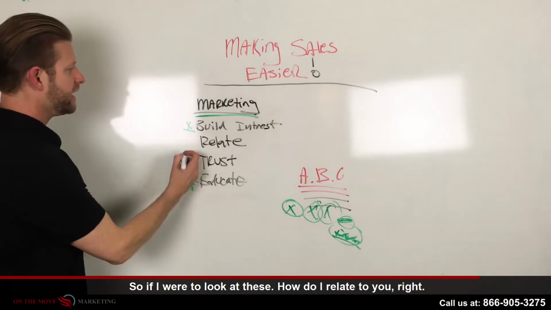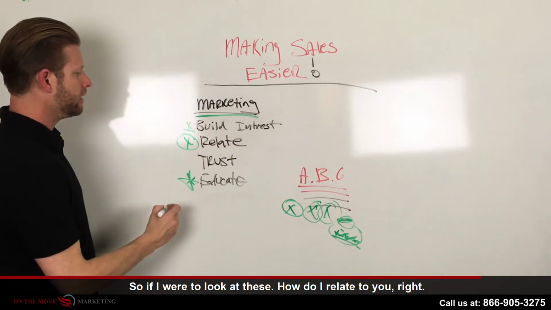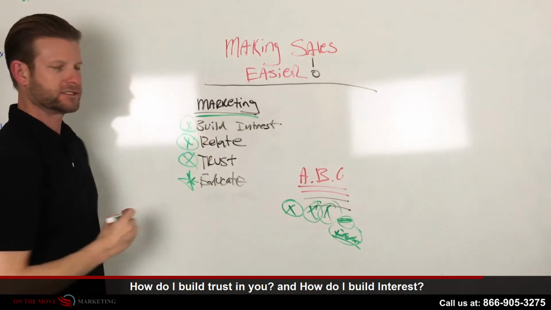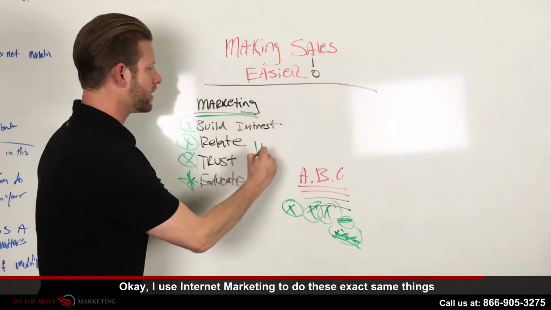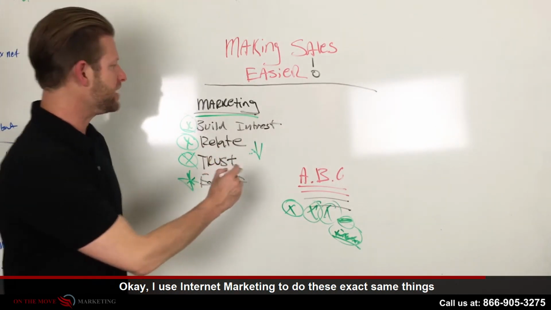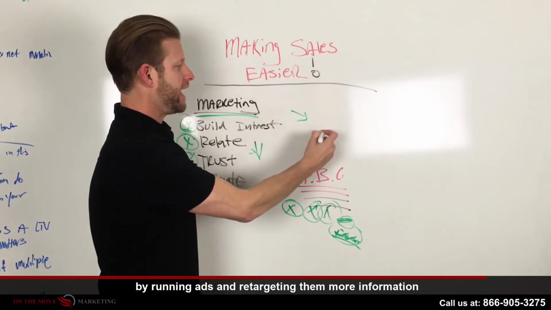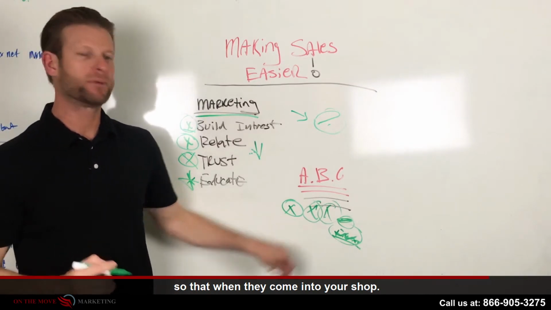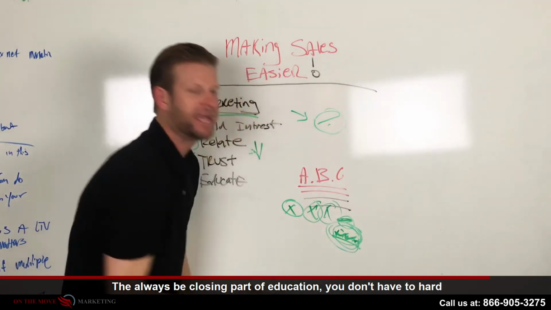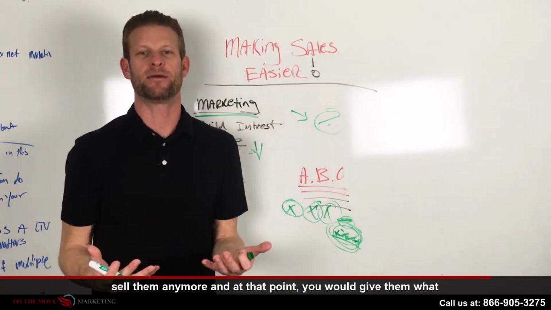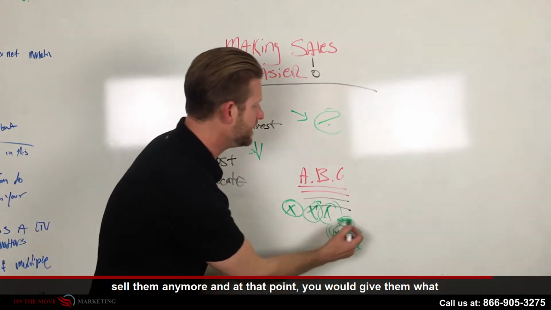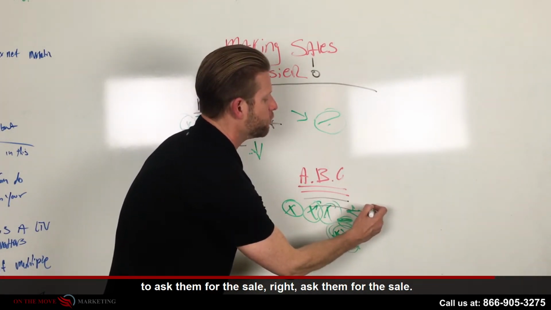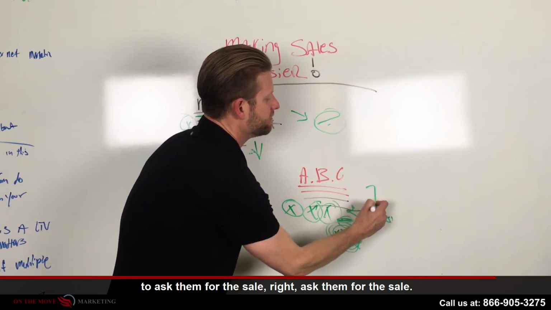So if I were to look at these, how do I relate to you, right? How do I build trust in you, and how do I build interest? I use internet marketing to do these exact same things by running ads and retargeting them with more information, so that when they come into your shop, the Always Be Closing part of education, you don't have to hard sell them anymore. And at that point, you would give them what? Features and benefits, and then from there you would what? Ask them for the sale, right? Ask them for the sale.